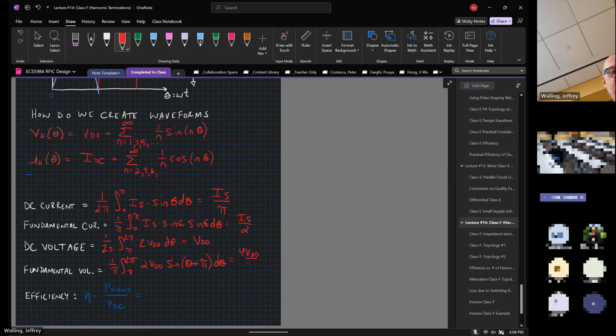Now, if we want to find the efficiency, we need to find the power, the fundamental. So this is going to be the fundamental current times the fundamental voltage, and these need to be converted to RMS. So we're going to have a half.